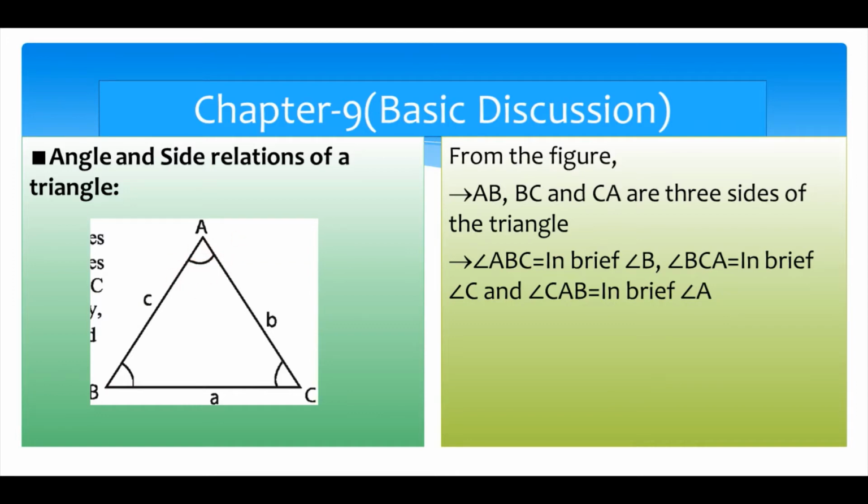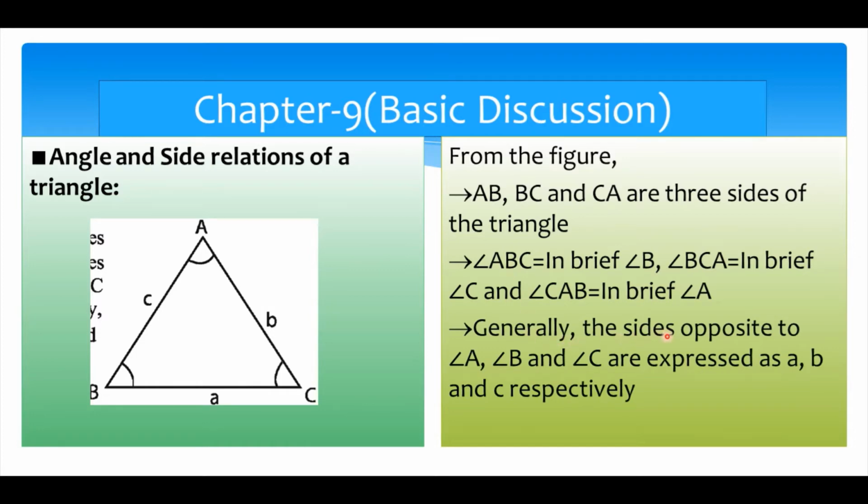So my dear students, can you see one thing? Angle ABC in brief angle B, that means the middle one is our desired angle. Angle BCA in brief angle C, the middle one is our desired angle, and angle CAB in brief angle A, the middle one is our desired angle. So you will write the angle in the middle all the time. Okay.